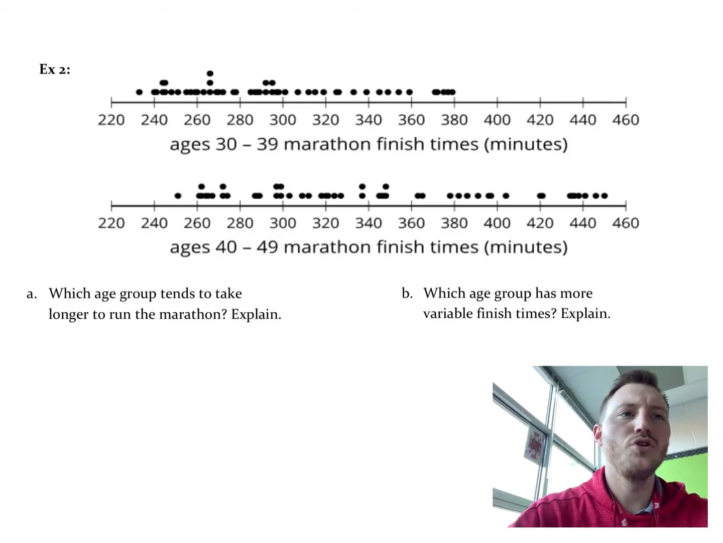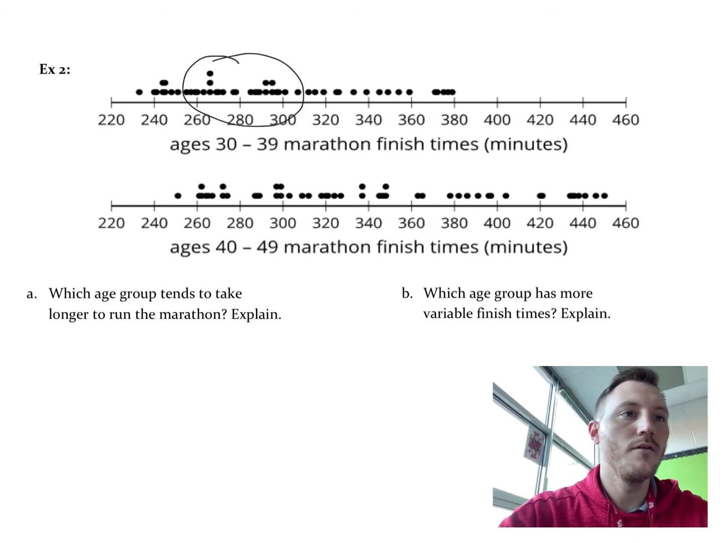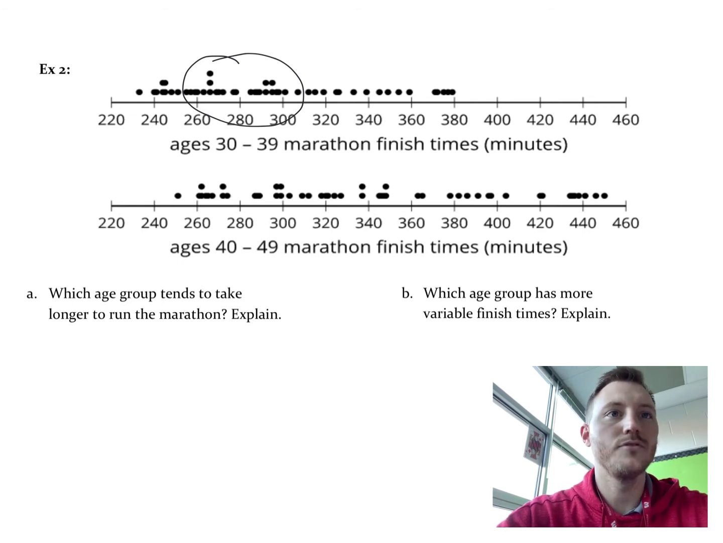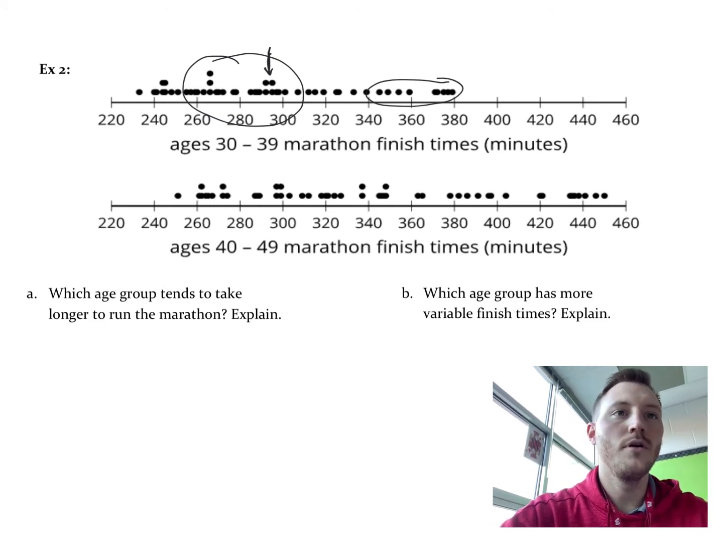On example 2 here, we're looking at a couple of dot plots of marathon finish times: ages 30 to 39, and then ages 40 to 49. Which age group tends to take longer to run a marathon? Well, the main part of our data is probably sitting right in there. That's probably our average, somewhere right here. We could find the median, or the middle number, or the average, but we're just trying to interpret the data based on looks.